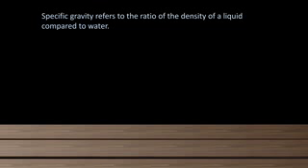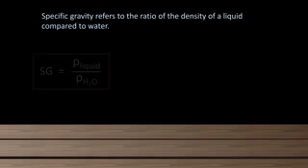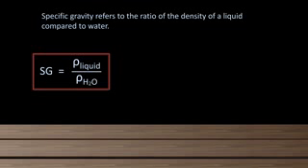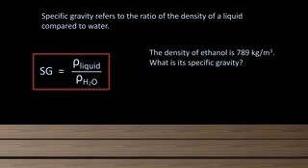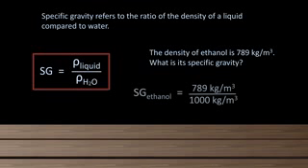Moving on from density, let's discuss the concept of specific gravity. Specific gravity refers to the ratio of the density of a substance compared to that of water. Mathematically, this means specific gravity, often abbreviated capital S, capital G, equals the density of the liquid divided by the density of water. Yet another super easy equation. So if the density of ethanol is 789 kilograms per cubic meter, what is its specific gravity? 789 divided by 1,000 is 0.789. It's so simple it seems silly for someone to have bothered defining the concept.